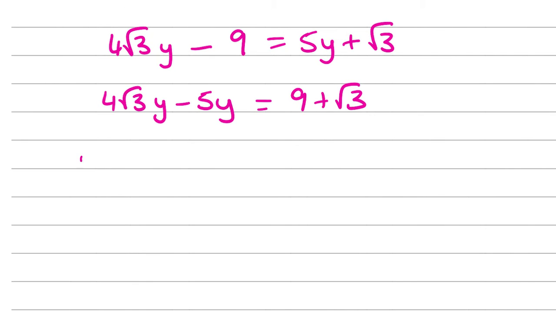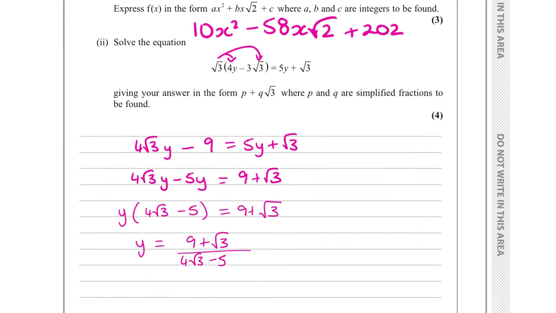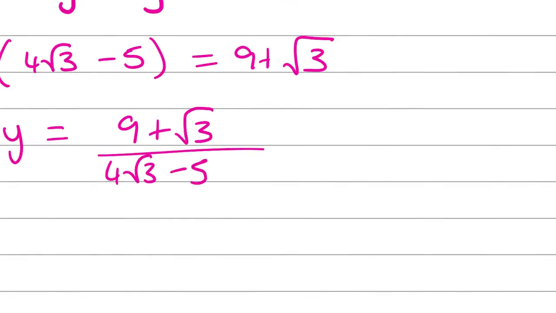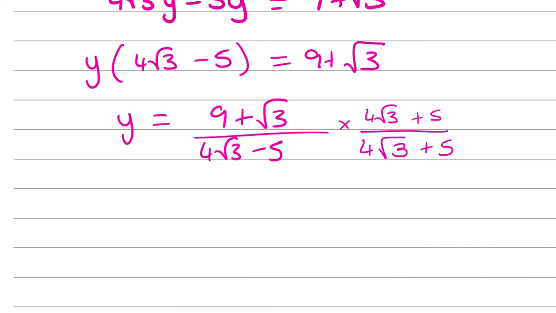Now we're going to factor out a y. Now you can see I am showing every step. We have to show every step. Divide both sides. 9 plus root 3 over 4 root 3 minus 5. Now, how do you think I go from here? What do I do? Rationalize the denominator. So 4 root 3 plus 5 over 4 root 3 plus 5.